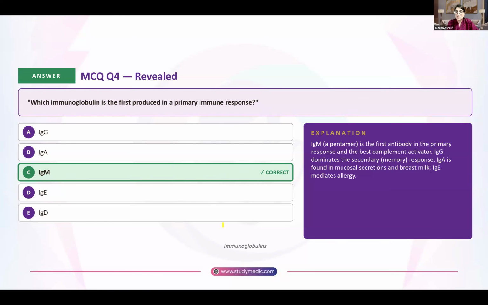So IgM, a pentamer, is the first antibody in the primary response and the best complement activator. IgG dominates the secondary memory response. IgA is found in mucosal secretions and breast milk. IgE mediates allergy. IgE is associated with allergy, IgA is associated with mucosal secretions, and IgG dominates the secondary response. IgM is the first antibody produced in the primary response, which we have to take care of. That is something we have to remember.